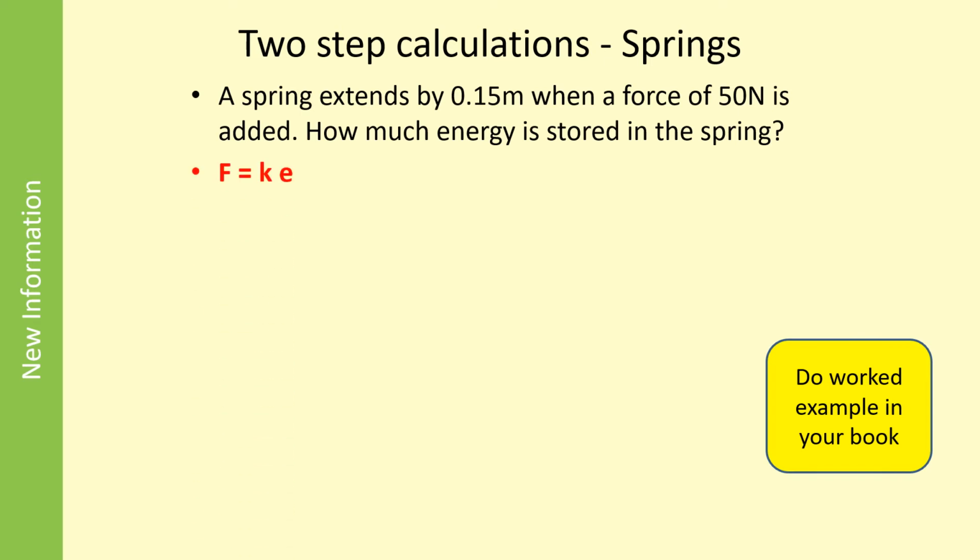So let's write down our equation, F equals ke. This time we want to find out k, the spring constant. So rearrange the equation, gives you k equals F divided by e. You know both of those things. Substitute the figures in, gives you an answer for the spring constant of 333.3 newtons per meter. Now you know that, you can do what the question is actually asking for.